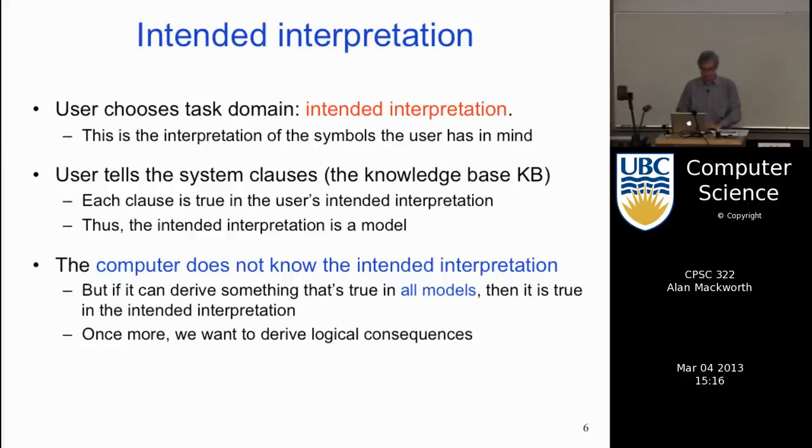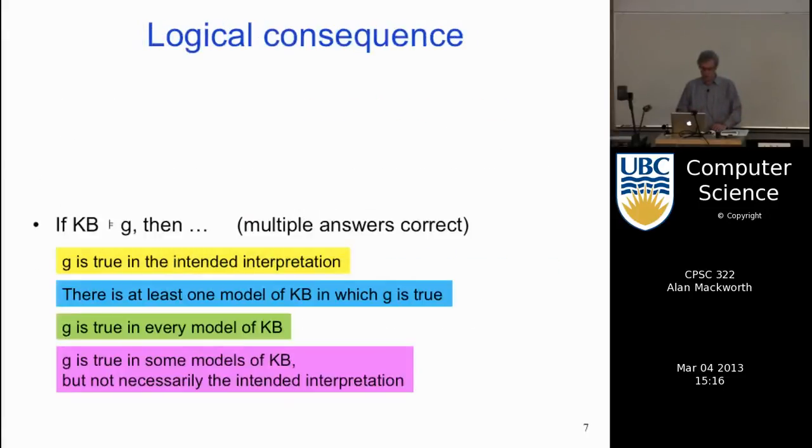Right? So that's what this says. You can derive something that's true in all models, and it's true in the intended interpretation. So we want to derive logical consequences. We want to say, given a theory, what are all the logical consequences of that theory? What is true in all models?